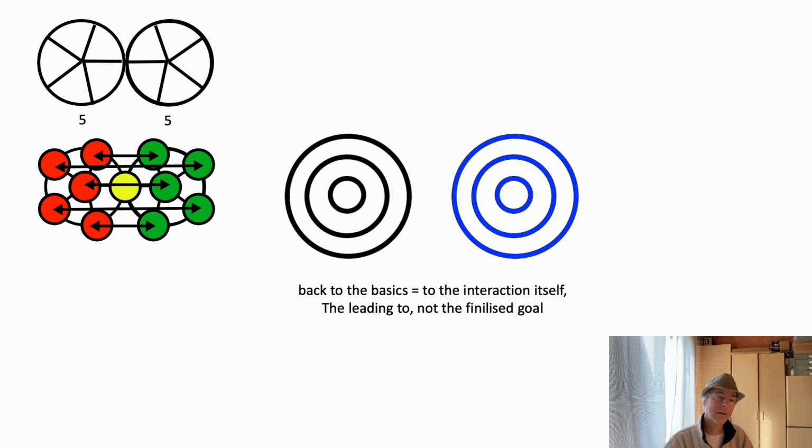As you can see here, it's better to go to the basics. That's also what is essential in these letters, especially O and E. Go to the basics, the interaction itself. If you focus on that, you know where it lies. Not the finalized goal. It's not there yet. The goal has not finalized itself yet. So it's only the way to it.